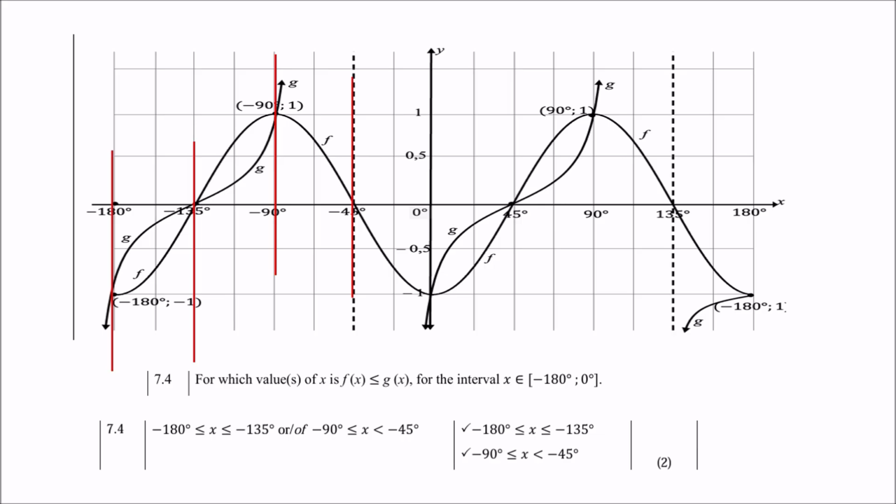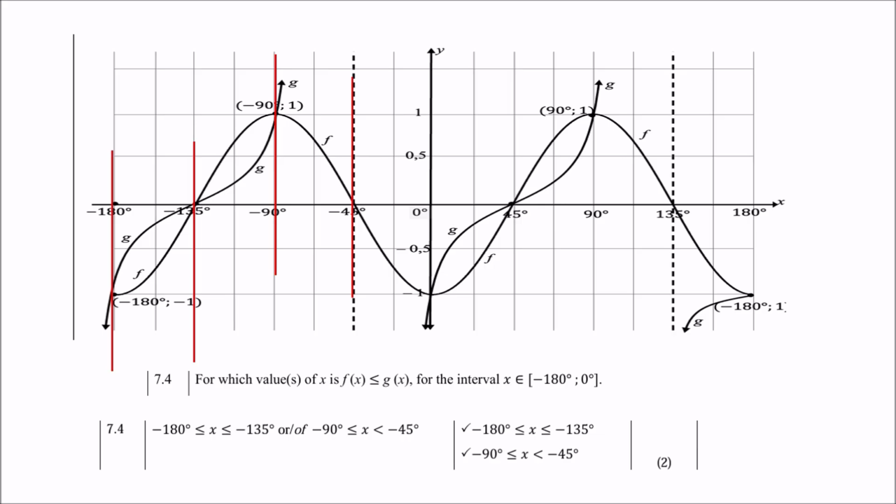Now, what do we mean by f of x less than g of x? That is where the f graph physically lies below the g graph. If you look at my red lines, then you will see exactly where that is. So the first one will be between -180 and -135, and the second answer will be between -90 and -45.